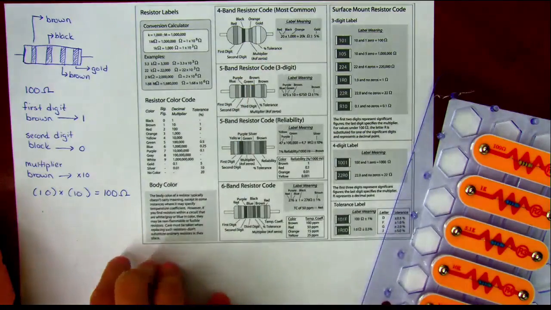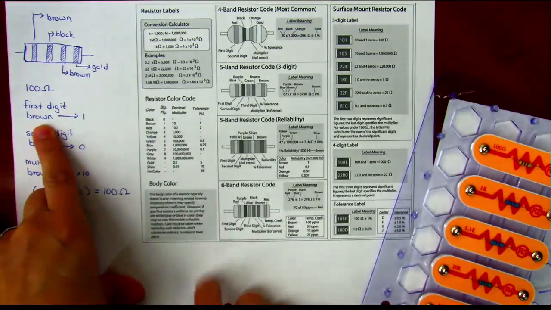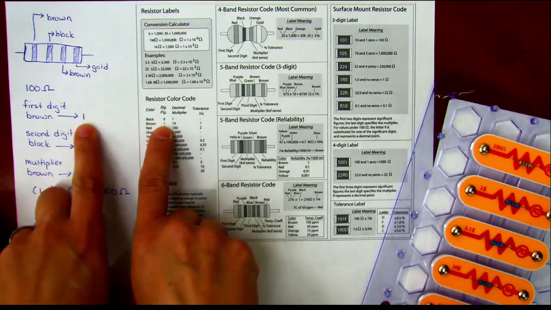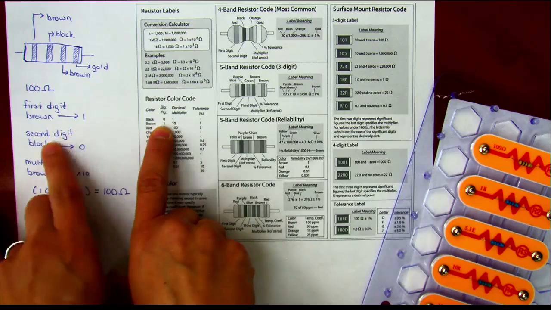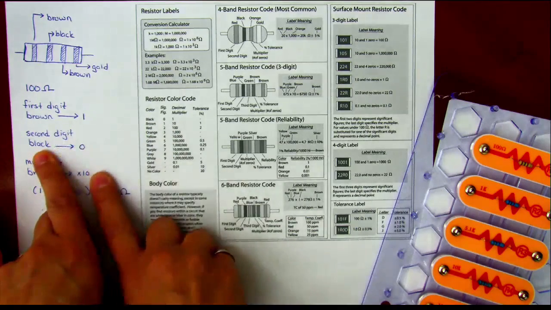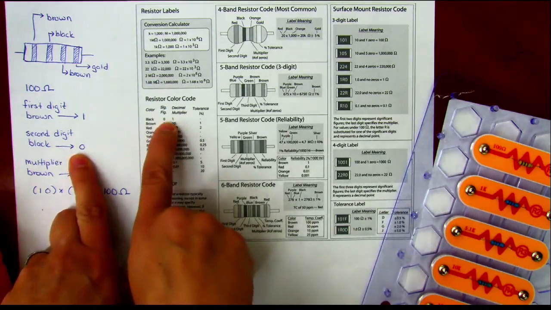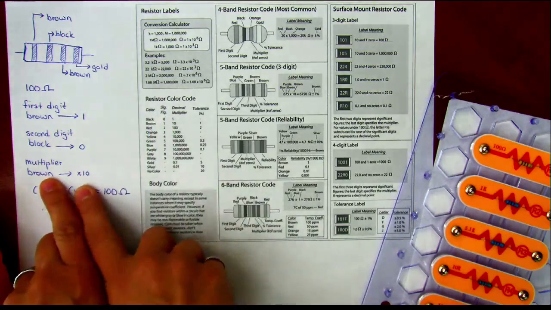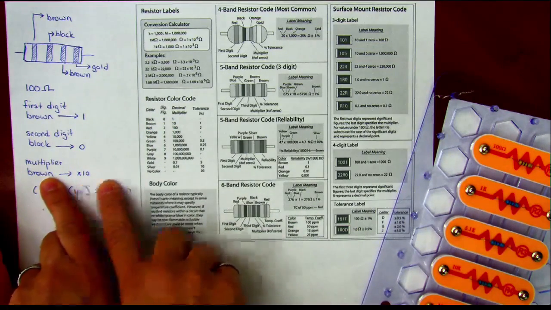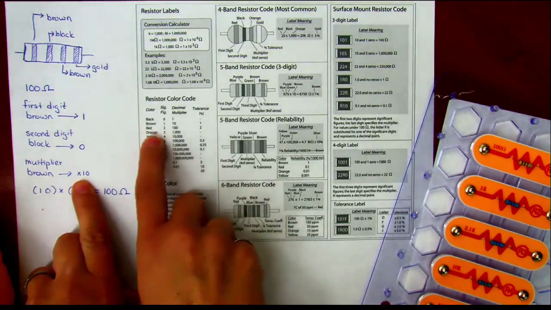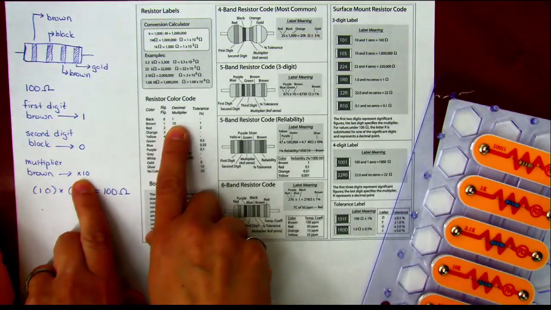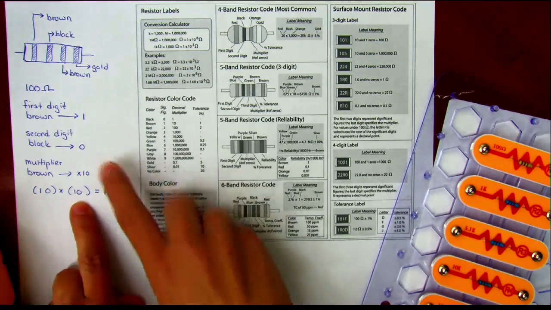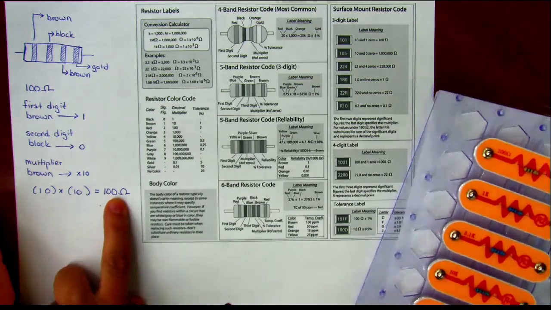So if we look at our first digit, he was brown. If you go to this little resistor color code here, brown stands for a 1 for the first digit. The second digit was black. That black stands for a 0 within this column here. The multiplier was the third band. The multiplier was brown, so if you go to brown and look at the multiplier, it's times 10. So you take first digit, second digit, times your multiplier: 100 ohms.